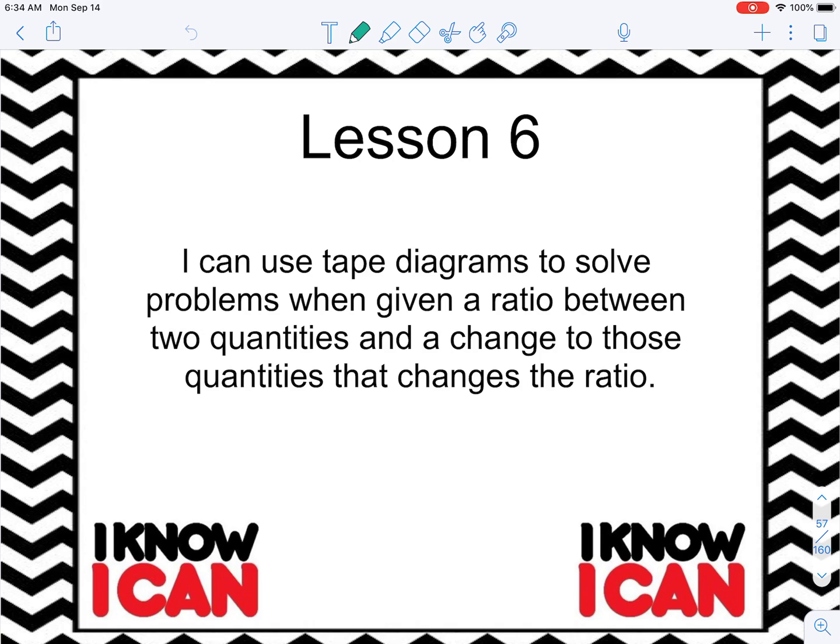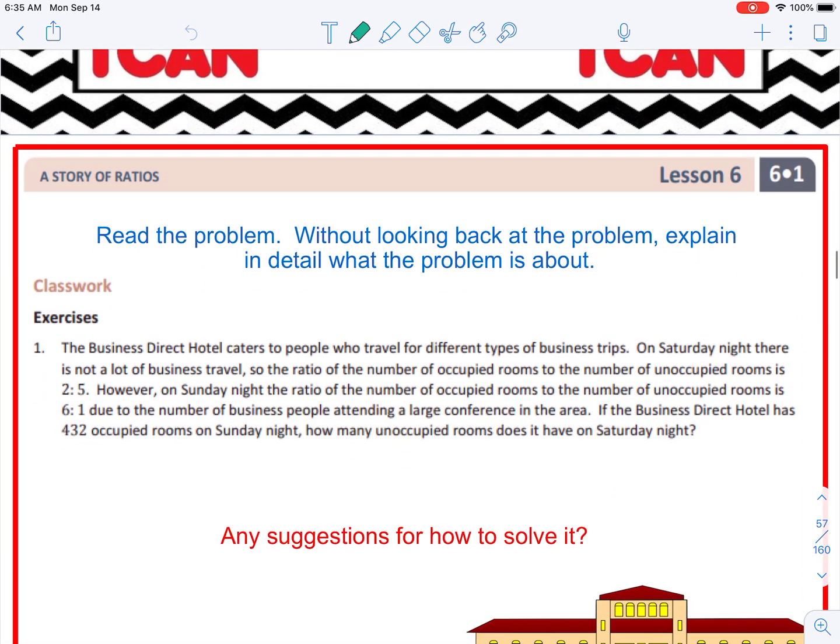We're going to go ahead and get started with lesson 6 in our math lessons. And our objective tells us I can use tape diagrams to solve problems when given a ratio between two quantities and a change to those quantities that changes the ratios. Today they're going to be giving us two different ratios. And in a word problem, they're going to want us to change the quantities and look at the ratios, and we might have to change the ratios as well. Okay, so we'll get in more depth later.